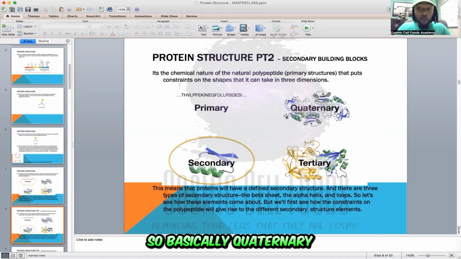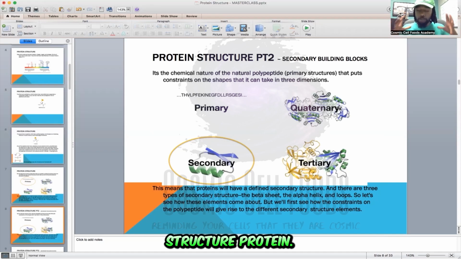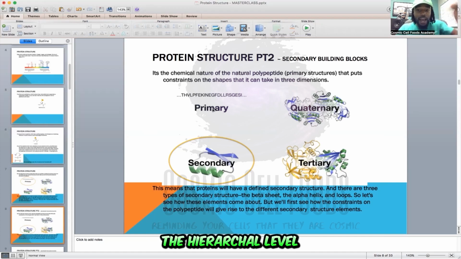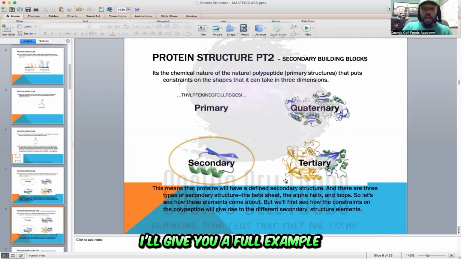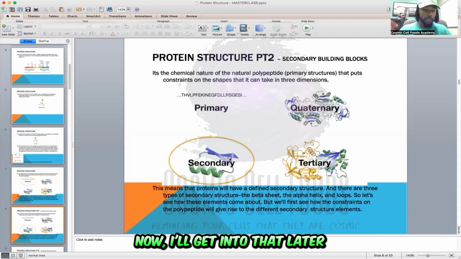So basically a quaternary structure is an actual full protein. It's a full structured protein. These are just building blocks. That's why they say the amino acids are the building blocks for proteins. You have to see the hierarchical level of how these proteins are being built. So this is a true functional protein. I'll give you a full example of a functional protein, a quaternary structure, in hemoglobin. Now I'll get into that.